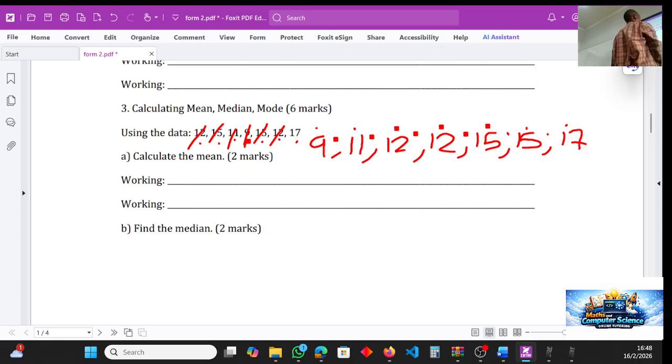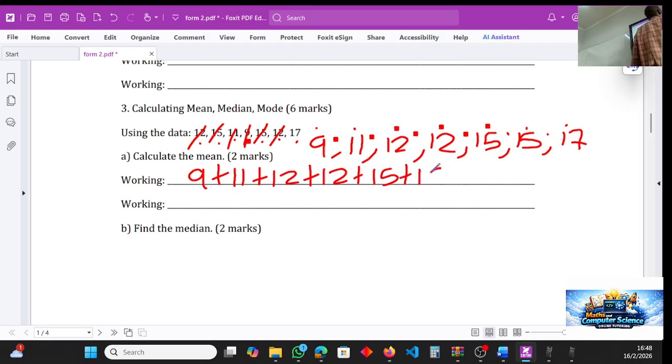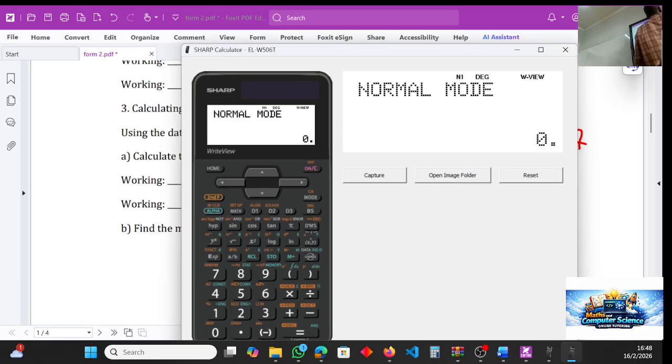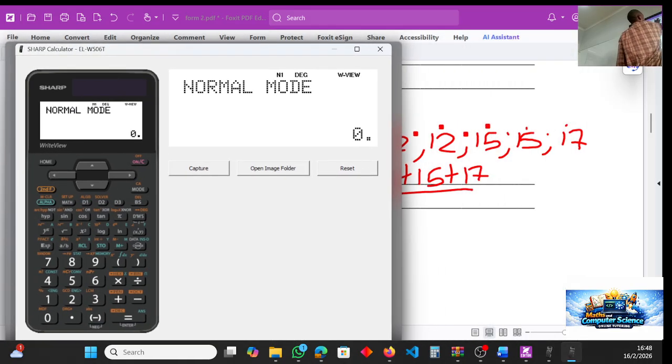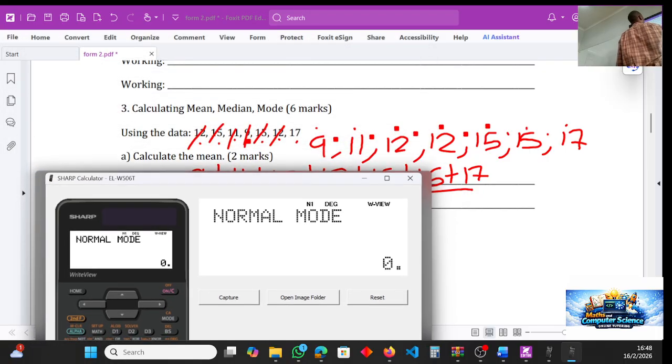So the first problem requires me to calculate the mean. When we do our calculation, I will add all the values. Then the result that I get, I divide it by the number of values that I added. For our case it is 7. Then I'll put my equal sign here. So here I need my calculator. Let me push it aside.